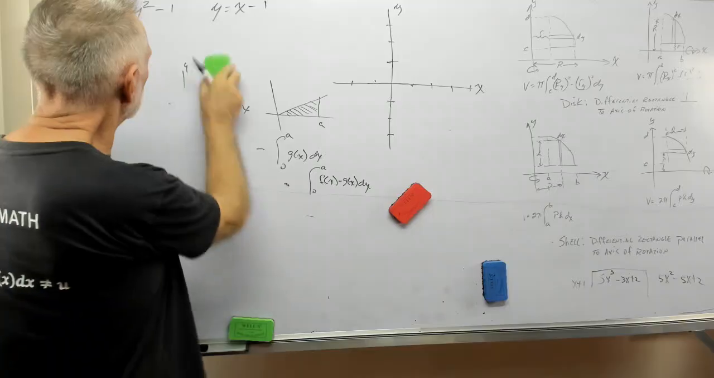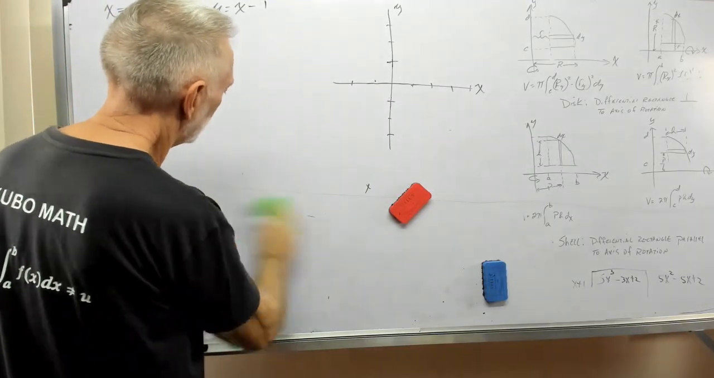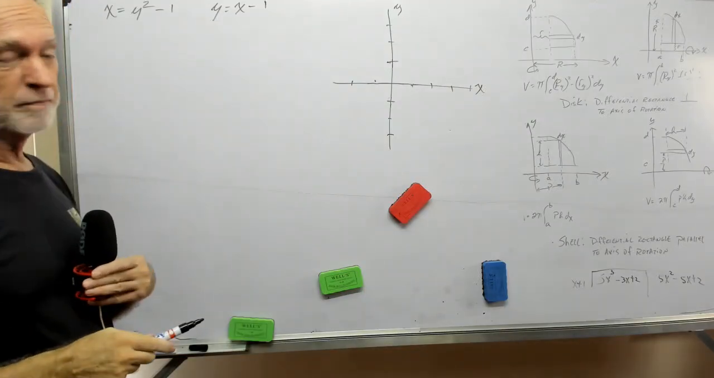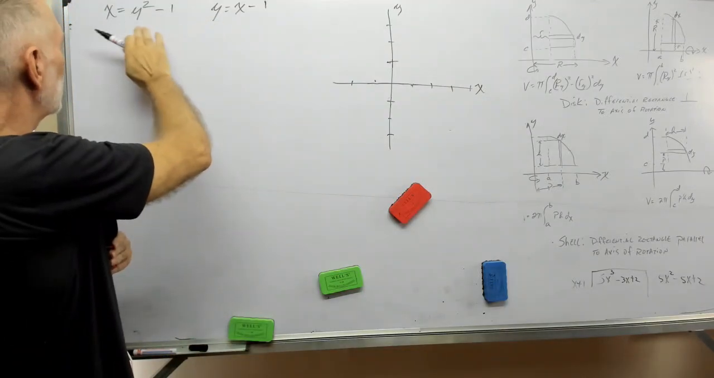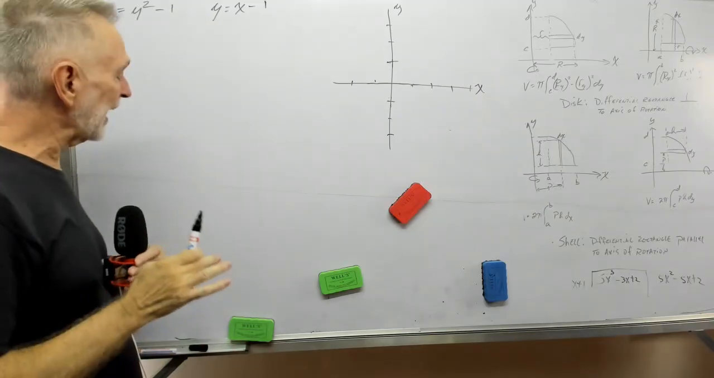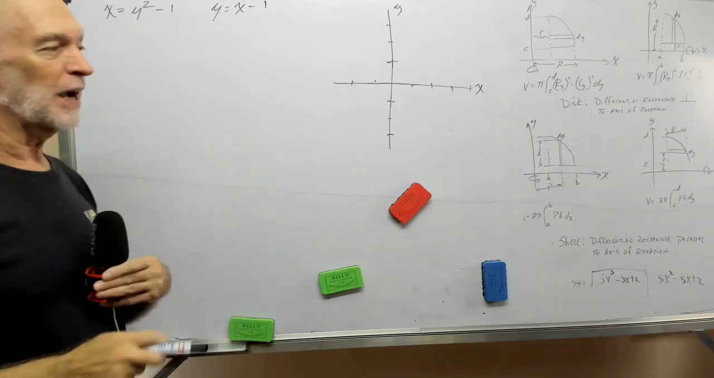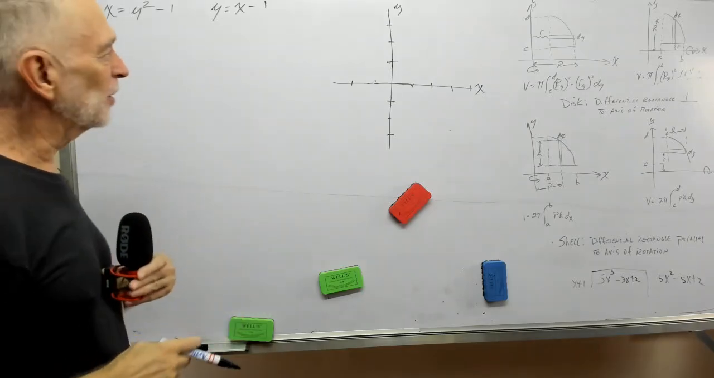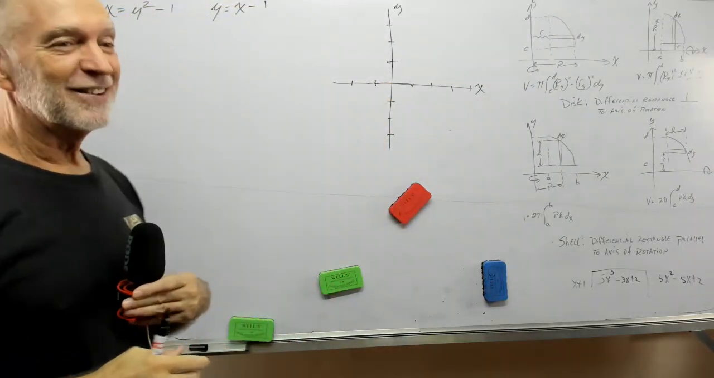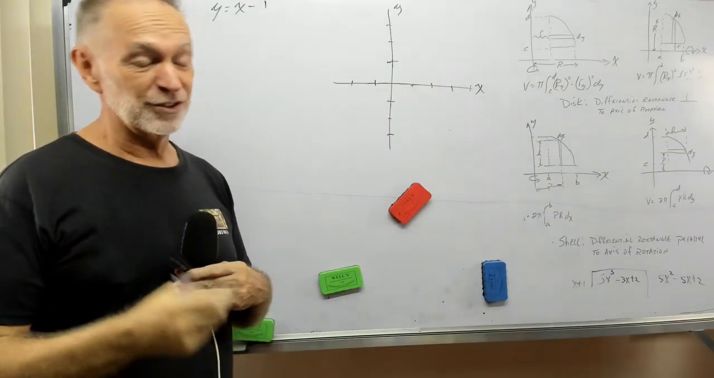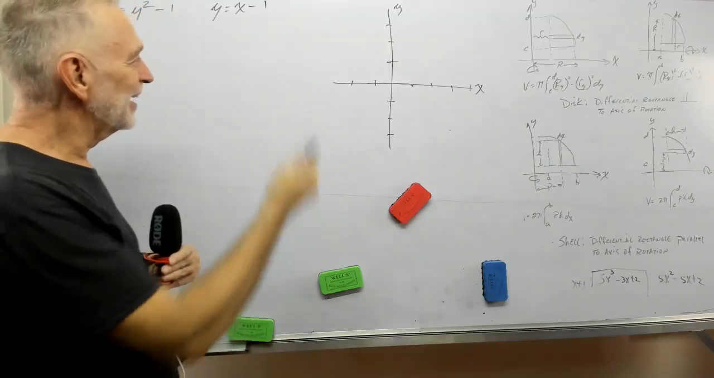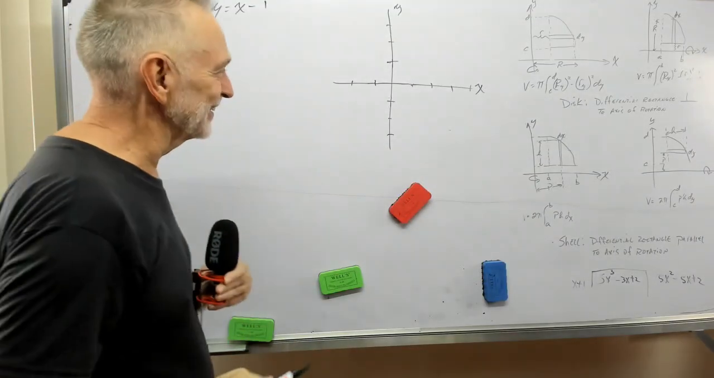So let's look at the function that we have here. We have x equals y squared minus 1. We want to know the area bound by x equals y squared minus 1 and y equals x minus 1. So I'm an old school graphing guy. I like to graph things. Now I notice in the new textbooks, they just say use your graphing utility to graph this. Well, back in the day, this was our graphing utility.